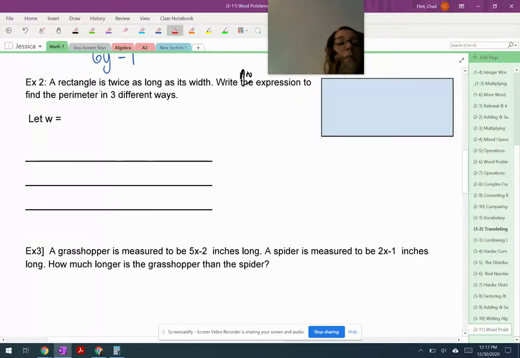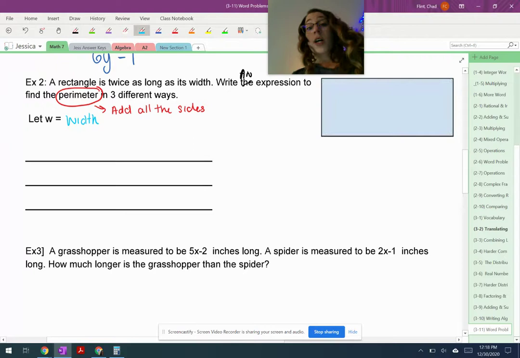Okay, focus. Perimeter. We know perimeter means add all the sides. And we need to get some stuff for this perimeter. A rectangle is twice as long as its width. So let W equal, that's got to be the width.